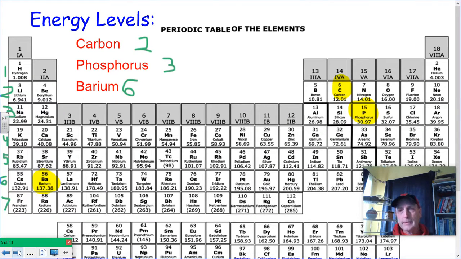If we look at 3 examples on your periodic table, you should number your rows like I've done here on mine. Number the periods on your table going from 1 through 7. And hopefully you have your reference table out in front of you right now. Here's carbon, and notice carbon's in the second row, so it has 2 energy levels. Here's phosphorus. It has 3 energy levels because it's in the third period of the table. And here's barium way down here. It's in the 6th period, so it has 6 energy levels.